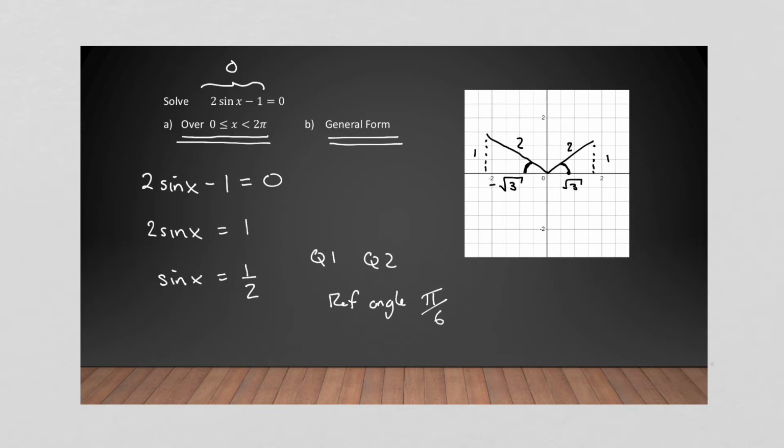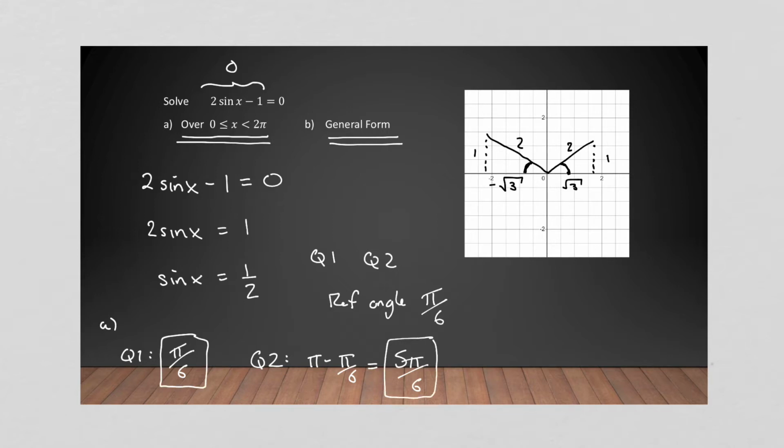So my two solutions are, and this is for part A, in Q1, I get the answer of pi over 6. And then for Q2, remember I'm doing pi minus pi over 6 because it's my reference angle, so I get the answer 5 pi over 6. So for part A, in one cycle, I get those two solutions. But then what does that mean to be the general solution?